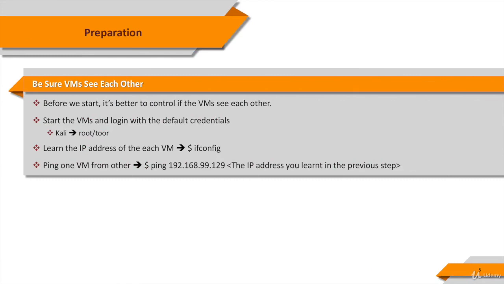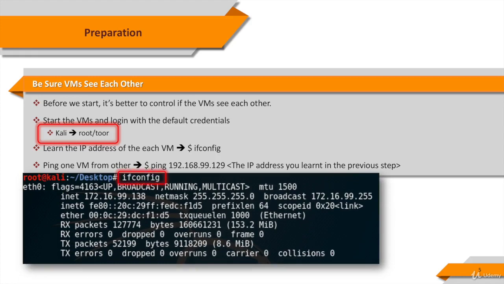Start the virtual machines and log into them. Now, if you didn't change the credentials before, you can log in to Kali with the default credential. The default credential of Kali is root as the username and toor as the password. That's TOOR. First, let's learn the IP address of each machine. Because Kali is a Linux distribution, we can use the ifconfig command to learn its IP address. Open a terminal screen, type ifconfig, and press enter. The IP address which is seen in the eth0 interface is what we want.